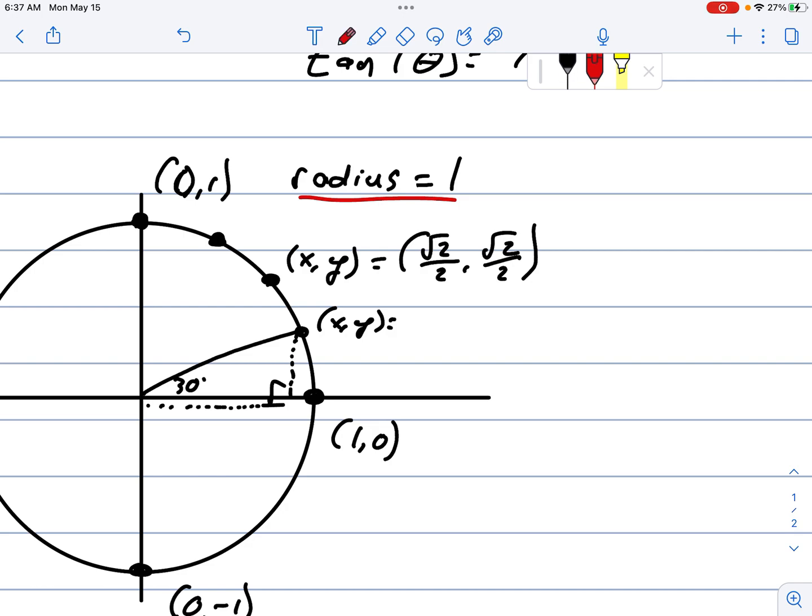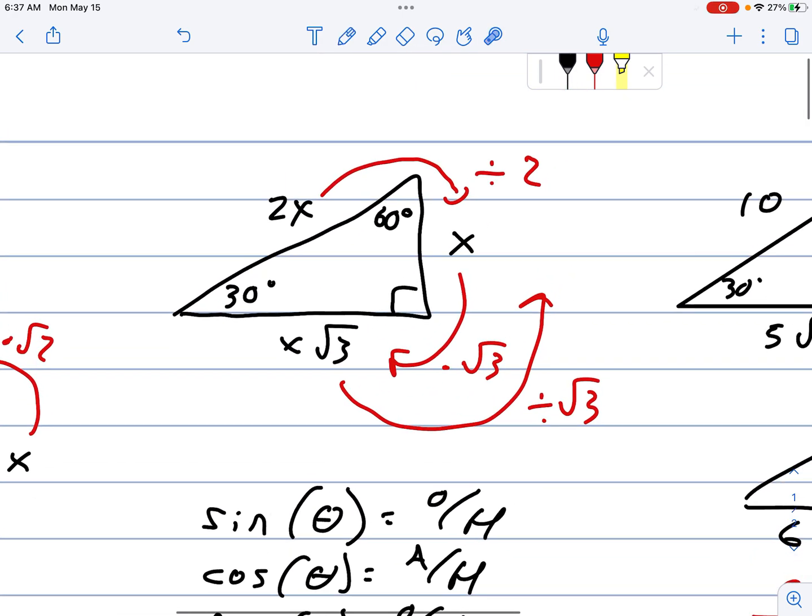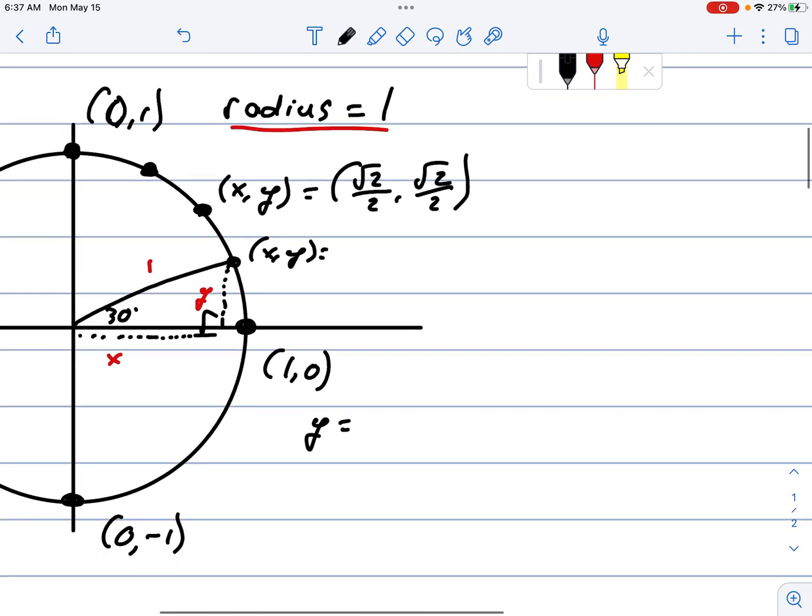The hypotenuse is still 1. How do I find my x? How do I find my y? Well, the 30 is actually easier to find. The side opposite the 30, I'm going to divide by 2. So 1 divided by 2, that's a half. That's nice.